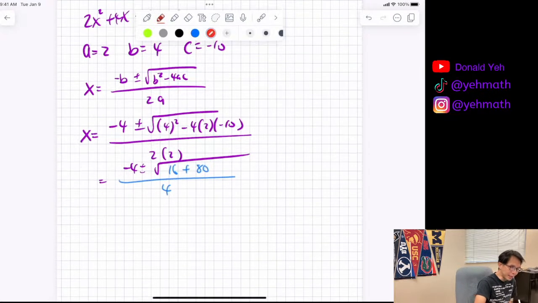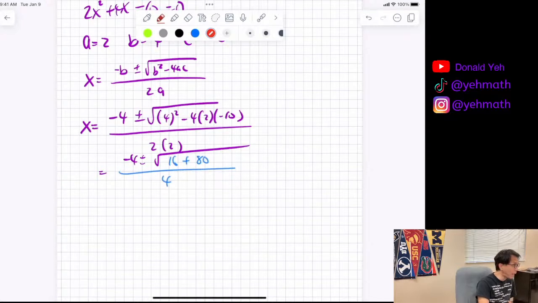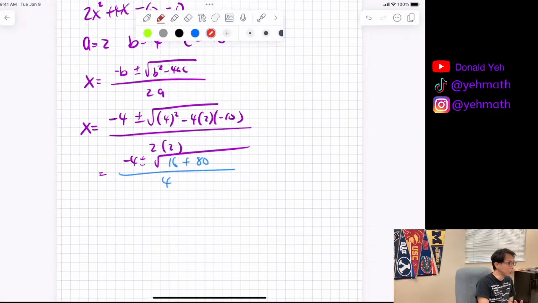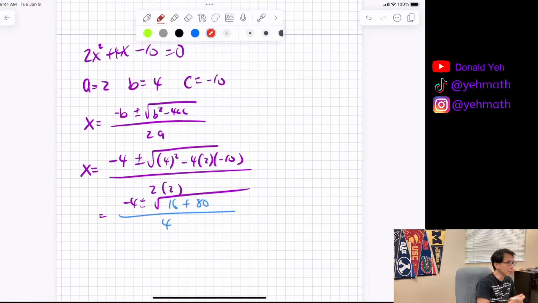Now if you realize that inside, 16 plus 80 is positive, you're gonna get two real solutions, because you're gonna get plus a real number and minus a real number. That's how you get two real solutions. So that's equal to -4 plus minus square root of 96 over 4.